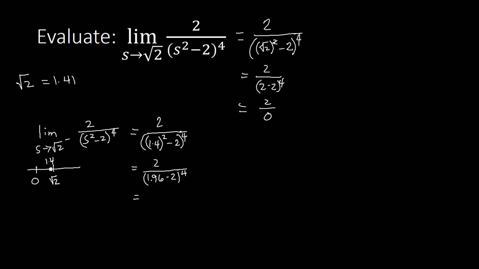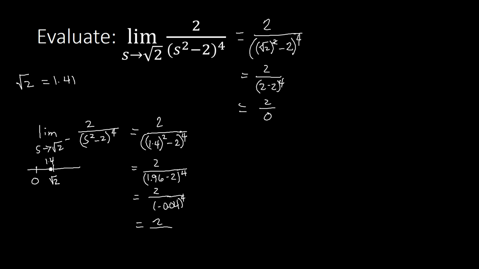So we've got 2 at the top, which is a positive, and then we've got 1.96 minus 2, which is a negative, and 0.04, and then we raise that one to the power of 4. This would really create a positive result at the denominator. Even though you wanted to really try it out, you can clearly see that that would lead to a positive 0.000000256.